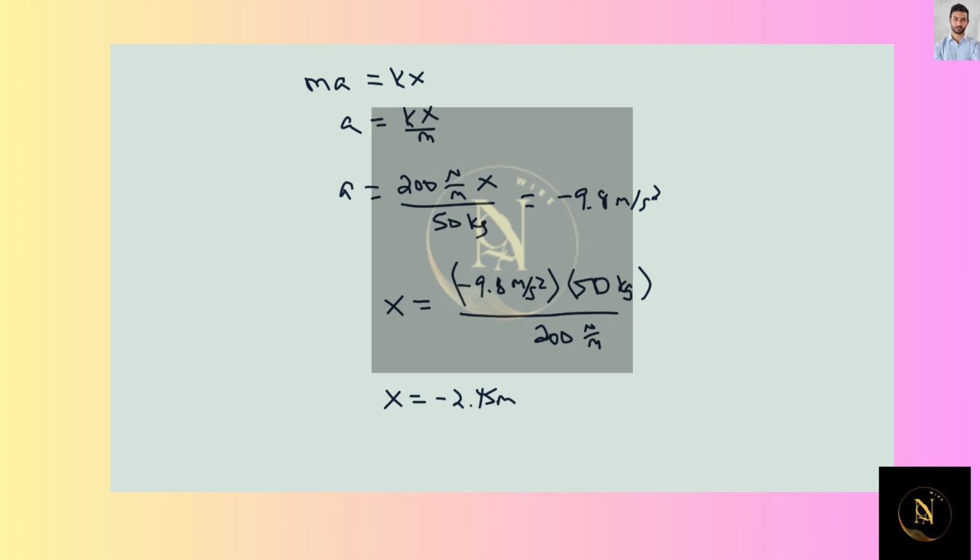The displacement of the mass is negative because it's moving downward. So the displacement is 2.45 meters downward from the initial equilibrium position.